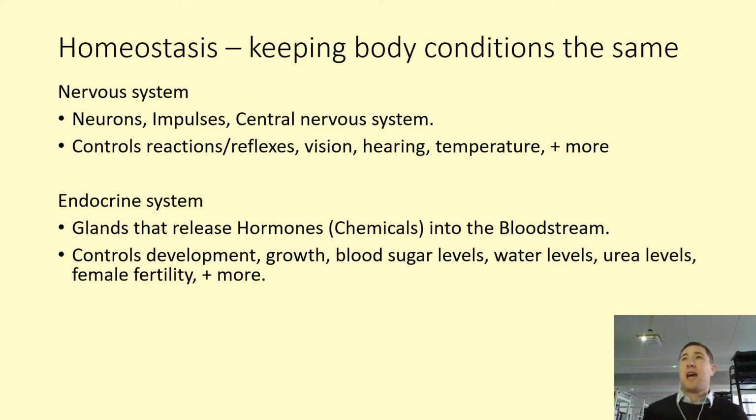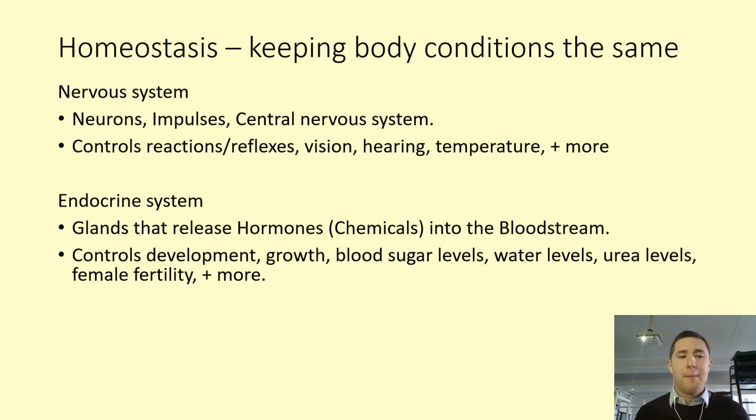Now, another side of that is the endocrine system. So lots of the hormones in the endocrine system are going to help us with homeostasis. Not all of them, but certainly a lot of them. So the endocrine system is made up of 2 parts. The messages, as opposed to being sent by impulses, this time are sent by hormones. So these are chemicals that travel around the body in the blood, through the bloodstream.